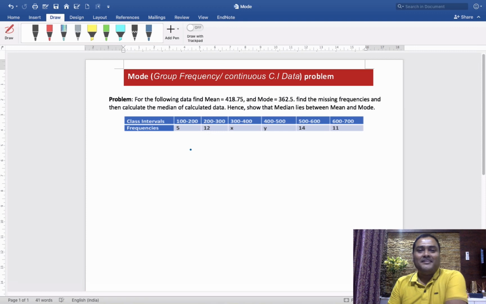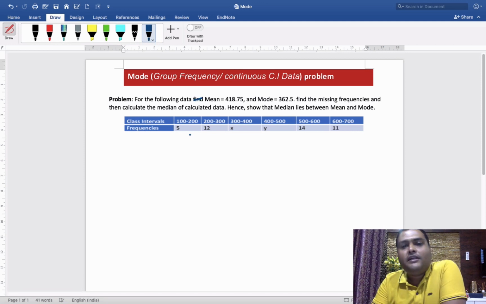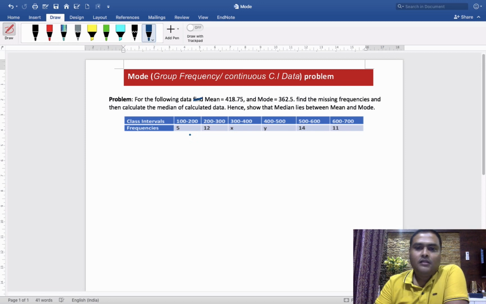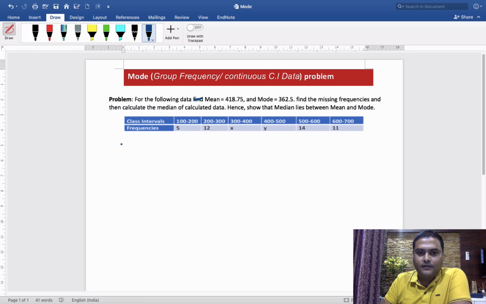Great. Now this is the problem. For the following data, mean is given, mode is given, and we need to calculate the missing frequencies. The moment we find the missing frequencies, based on that we need to find the median, and then we need to prove that the median value will lie in between mean and mode. Fine. So in this case, let me write this frequency table.